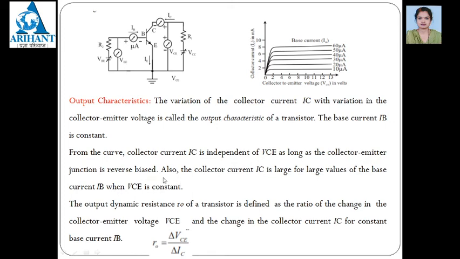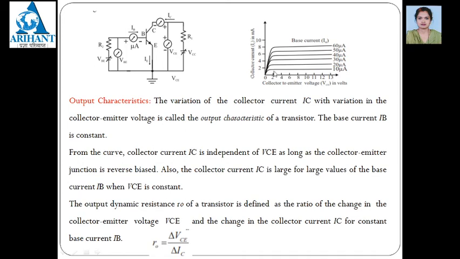Constant voltage, constant current. From this curve, collector current IC is independent of VCE, means it is not depending on these voltage changes, but it is changing with respect to current IB only. Collector emitter junction is reverse biased. Also the collector current IC is large for large values of the base current IB, when VCE is constant.